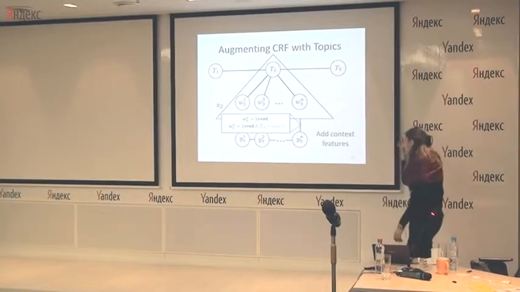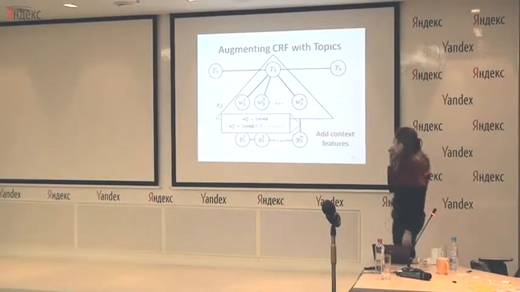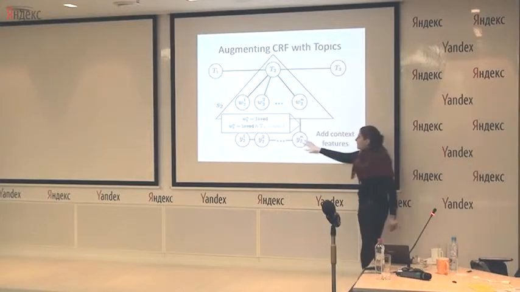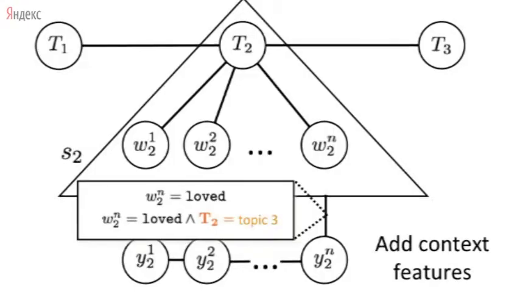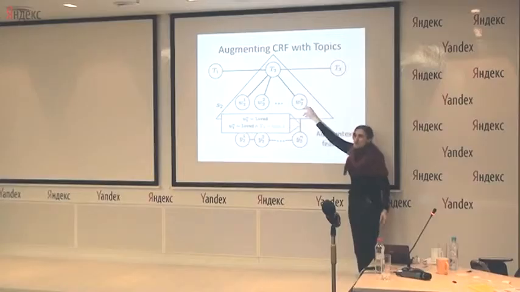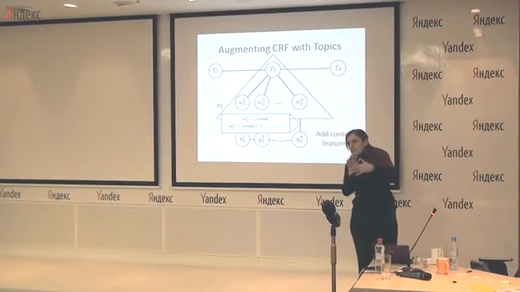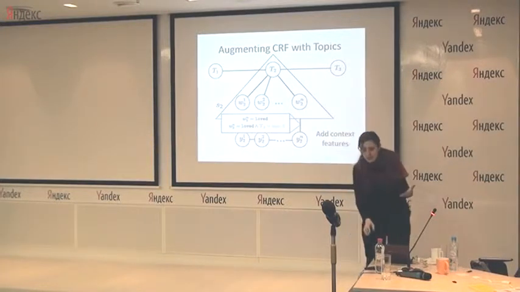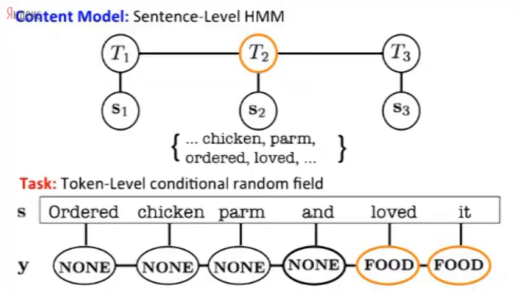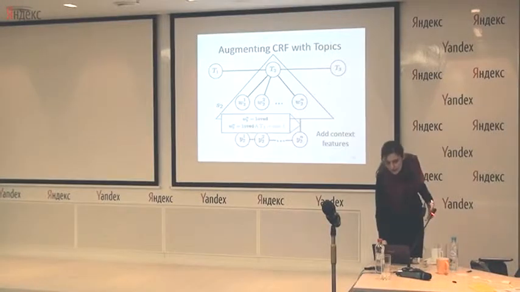So whenever you are making your prediction about the label, you are able to look at the words. That's what you typically do in a CRF. In addition, you can also condition on the topic. So you are not making decisions just based on your very local evidence, but you can take more global evidence into account by combining these two structures, one which does the content model and another one which does the labeling. So that's the model itself.